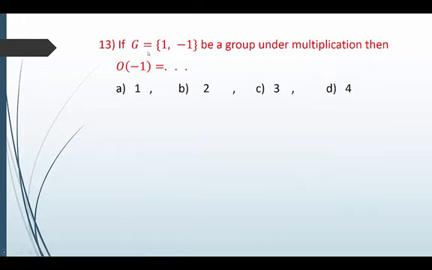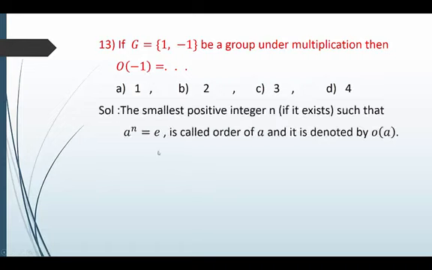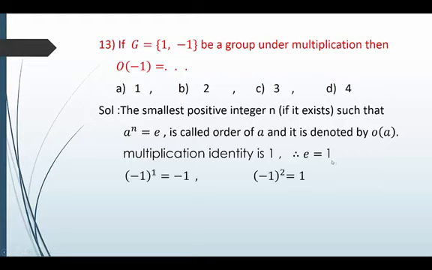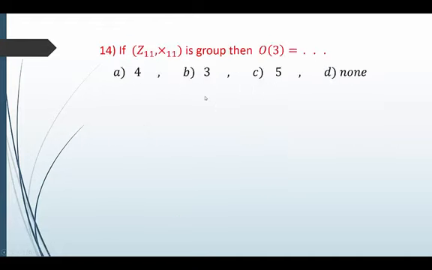13. If G equal to {1, -1} be a group under multiplication, then order of -1. Same type of problem. Write down the same definition: a raised to n is identity, then n is the order of element. Here again the operation is multiplication, so the multiplicative identity is 1. Now order of -1: -1 raised to 1 is -1. -1 square is +1, the identity element, so order of -1 is 2. So answer is B, option 2.